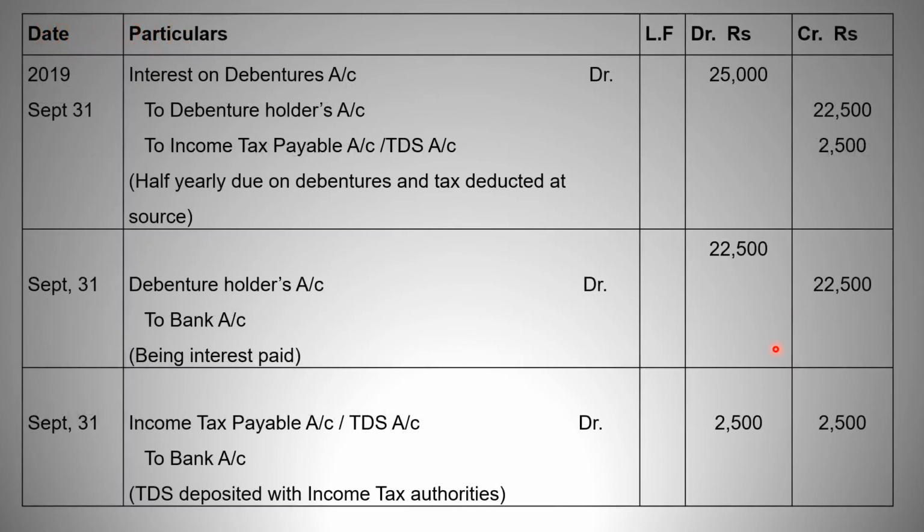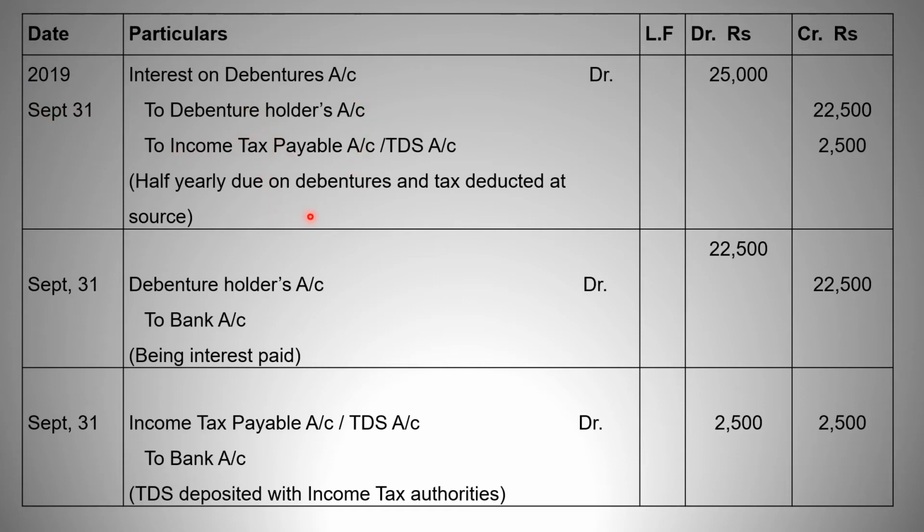This is our accounting treatment. After 6 months, the company is going to show two entries. One is the due entry related to interest on debenture.